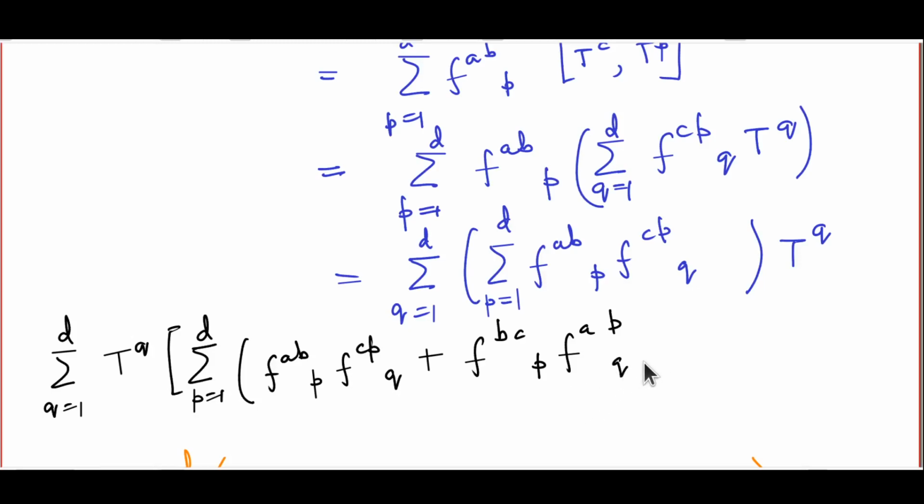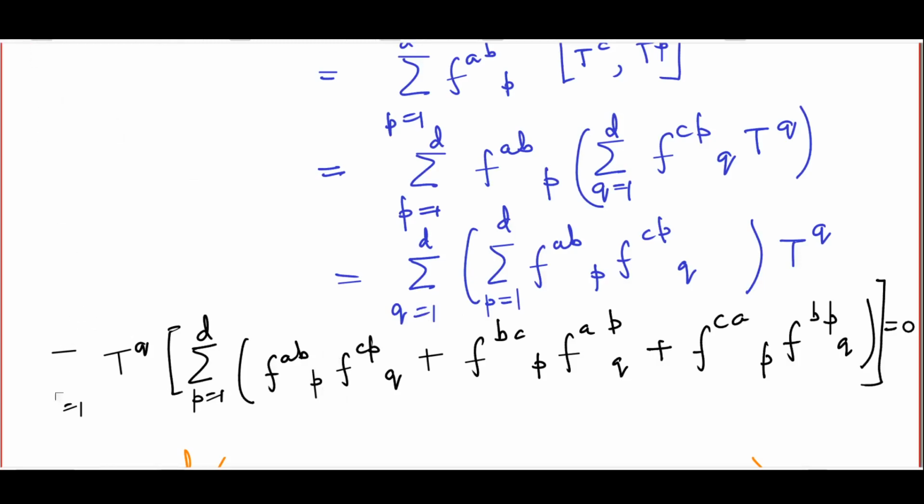And finally, the next cyclic permutation will give you CAB. So FCAP, FBPQ. This whole sum over P has to multiply TQ, and this resulting thing has to be 0 according to the Jacobi identity. Once again, using the fact that the TQs are linearly independent, what this really means is that each of the coefficients for every Q must be 0.